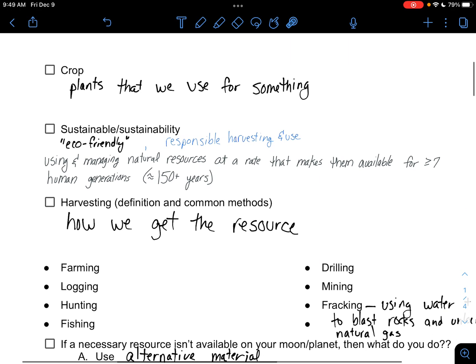Okay, real quick, harvesting resources, just how we get them. These are 7 common terms for that. These 4 are ways we get plants, animals, that kind of resources. These are how we get things like rock and mineral resources. Any of these things are neither good nor bad. It's all how they are done. Are they being done responsibly, sustainably, or not?